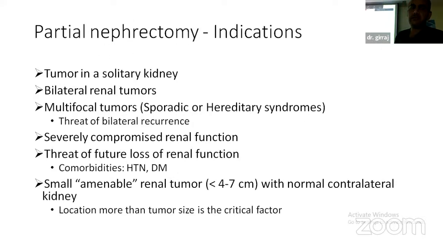Partial nephrectomy indications: tumor in a solitary kidney, small size tumor, bilateral renal tumor, multifocal and familial tumor, tumor with bilateral kidney involvement, severely compromised renal function, threat of future loss of renal function, comorbidities like hypertension and diabetes. A small amenable renal tumor less than 7 centimeters with a normal contralateral kidney. Location more than tumor size is the critical factor.